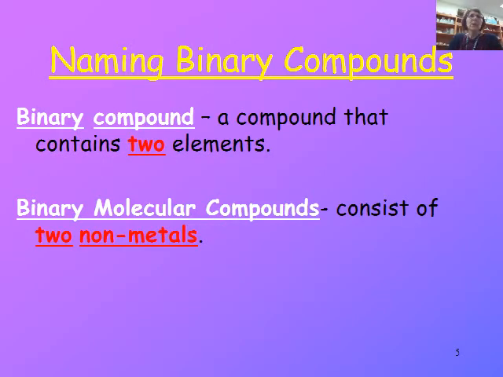All right, so we're going to talk about naming binary compounds. Binary compound means it has 2 elements involved with the compound. Binary molecular compounds consist of 2 nonmetals. And we know that our nonmetals are located on the right side of the periodic table, not including noble gases.